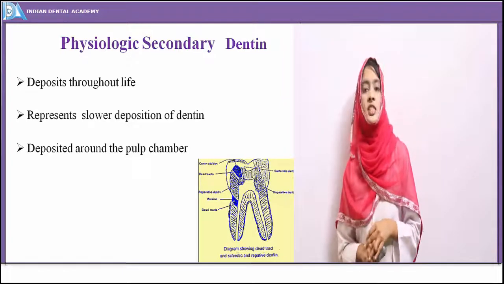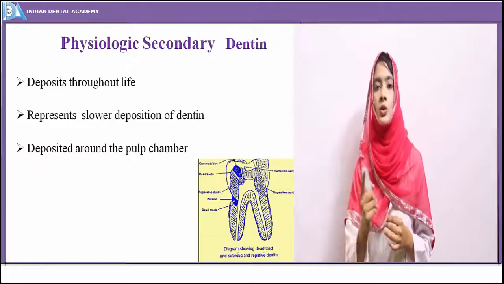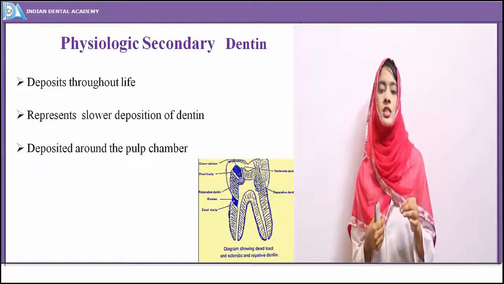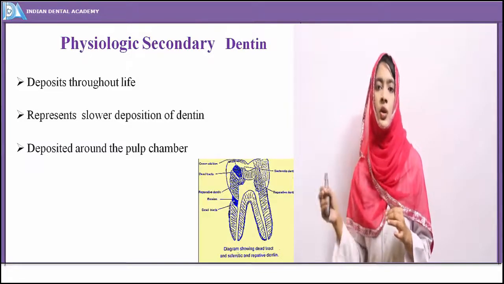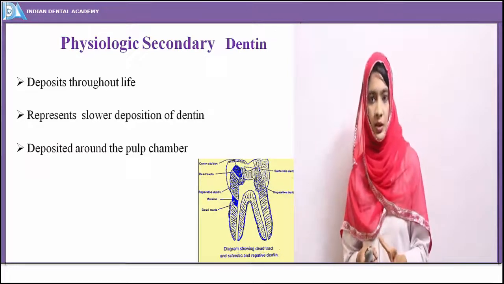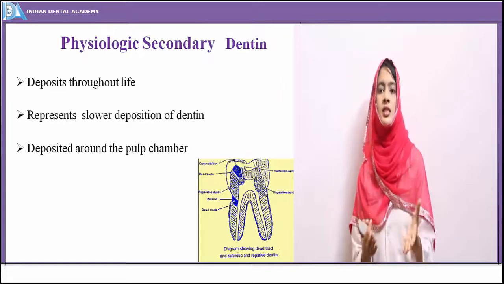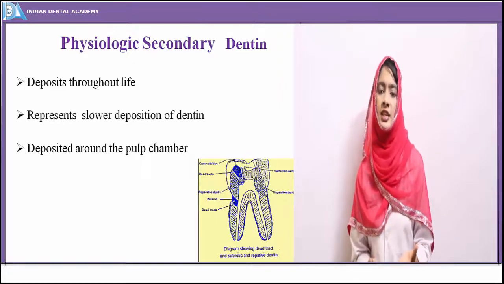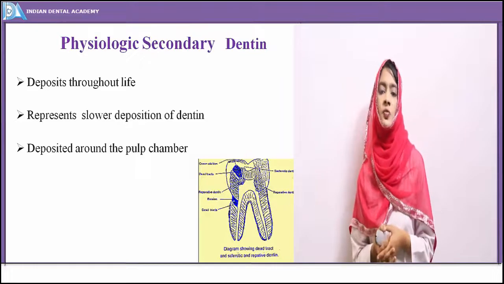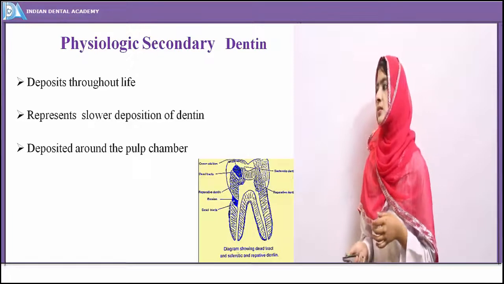So what is physiologic secondary dentin? Physiologic secondary dentin is the dentin deposited around the pulp chamber throughout the life of the person. It is deposited only surrounding the pulp chamber, and this deposition accounts for the reduction in the size of pulp chambers as the age of the person advances.